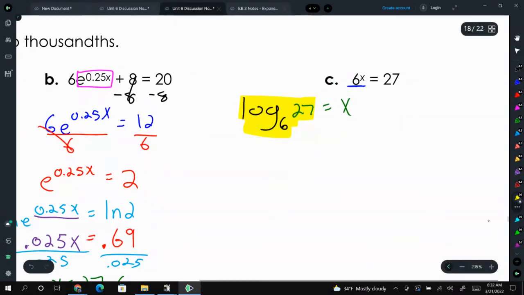Another way of doing it is taking the log base 6 of both sides. Now watch what happens when we do log base 6 of both sides.